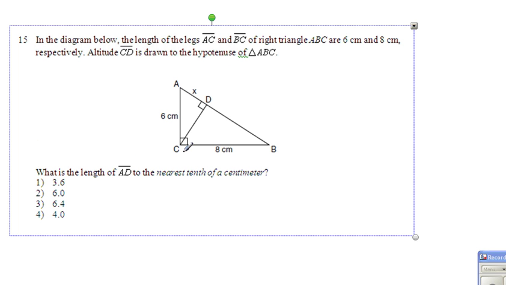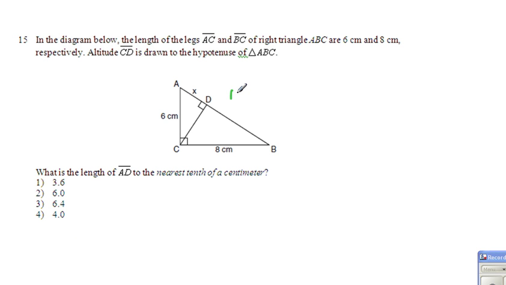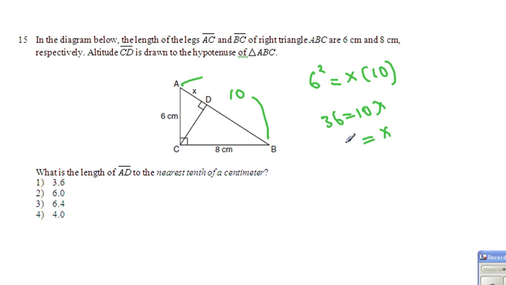Here now we have the relationship which you can set up. If this is 6, this is 8, that means we know that the hypotenuse must be 10. Now expression is 6 squared is equal to x times 10. That means 36 is equal to 10x, where x becomes, now divide by 10, 3.6. That becomes our answer.